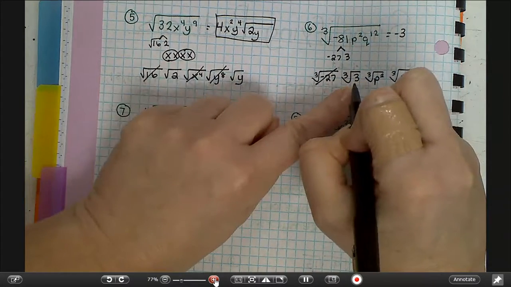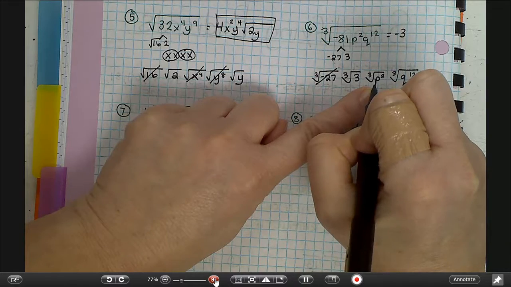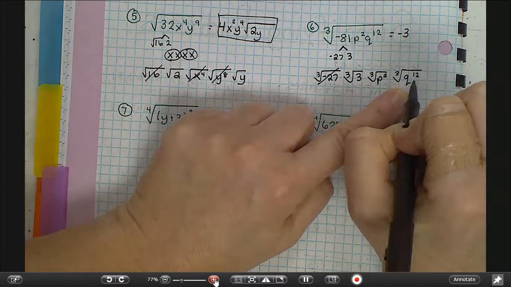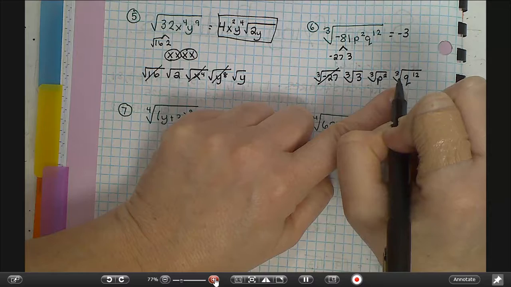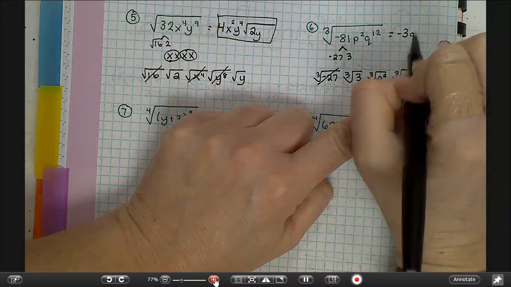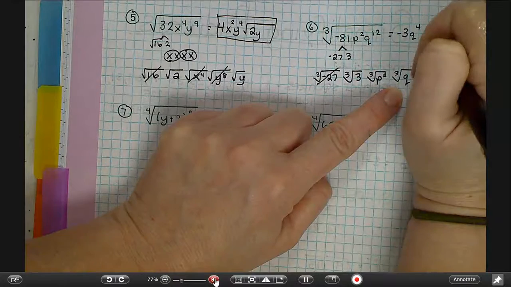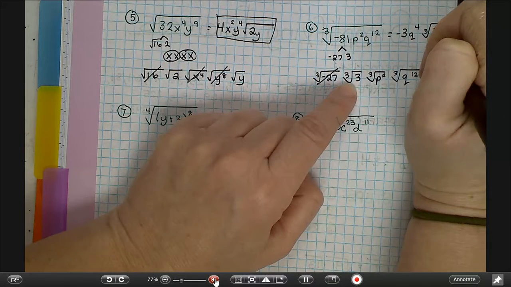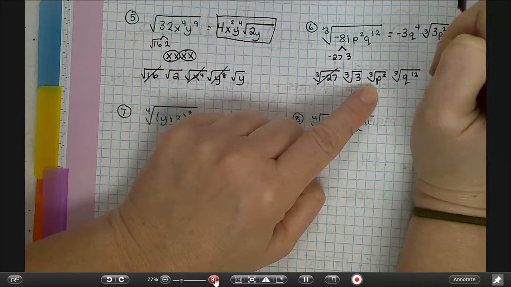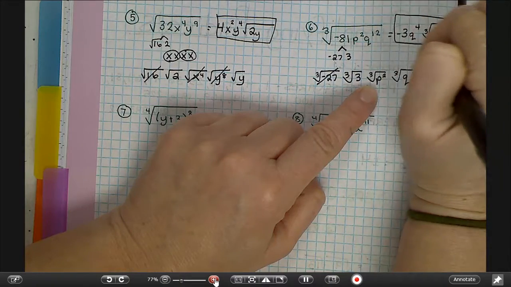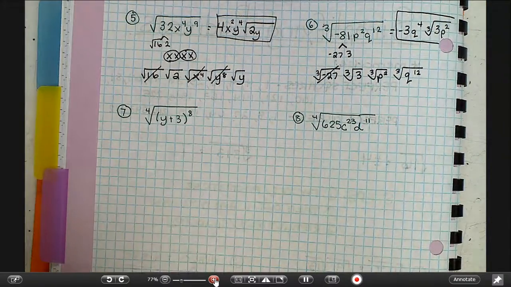This is not a perfect cube. This is not a perfect cube, but this is. We have 4 groups of 3. So q to the 4th, 12 divided by 3. We're left with the cube root of 3 and p squared, the ones that were not perfect cubes.